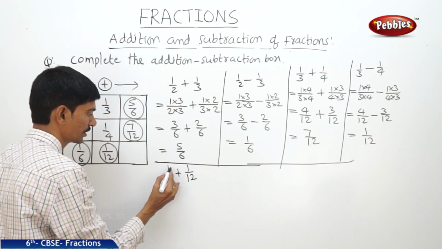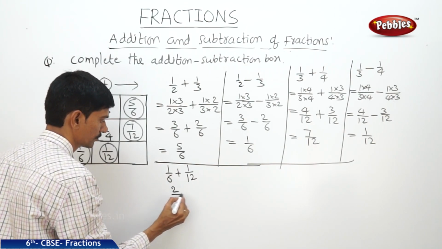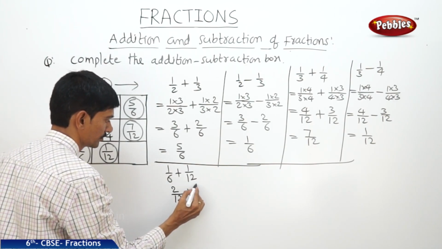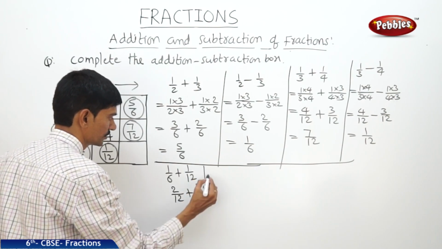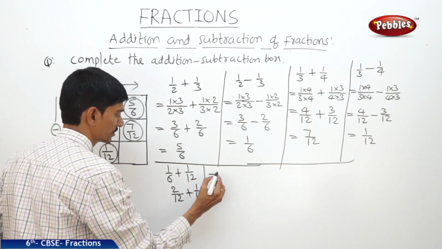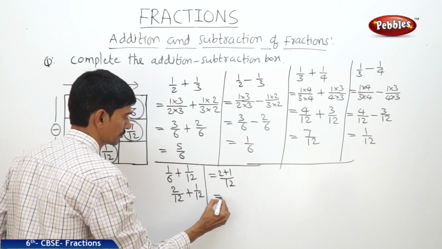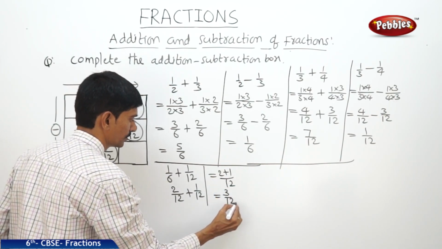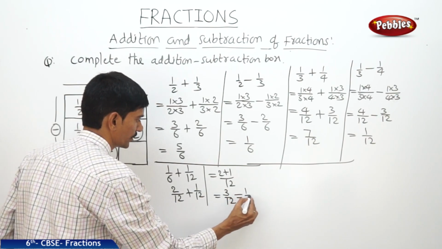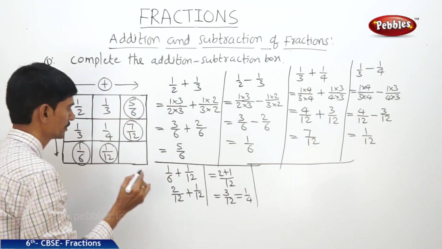1/6 can be written as 2/12, plus 1/12. So this equals (2 plus 1)/12, which equals 3/12. And 3/12 can be written as 1/4. So it is 1/4.